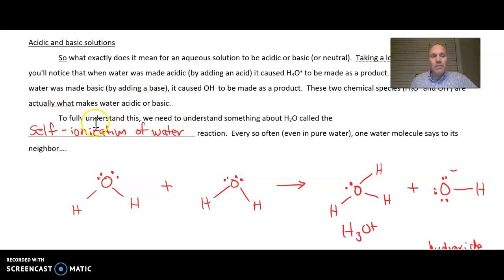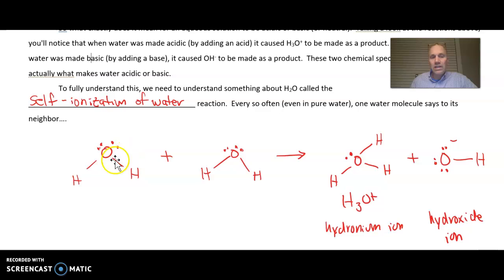Water undergoes what's called the self-ionization of water reaction. Essentially, this is what happens when every once in a while, one water molecule temporarily borrows an H plus from its neighbor. It's kind of like one water molecule says to the other, "Hey, could I borrow one of your H pluses?" So let's pretend that this water molecule is right next to this water neighbor.